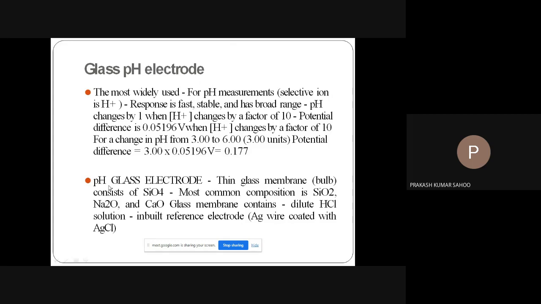Okay. Then the pH glass electrode is a thin glass membrane, just a bulb, which consists of silicon dioxide. The most common composition is silicon dioxide, sodium oxide and calcium oxide. The glass membrane contains dilute HCl solution and an inbuilt reference electrode, a silver wire coated with silver chloride. In many cases, platinum wire is also used. So the bulb contains a silver wire that is coated with silver chloride precipitate or salt.